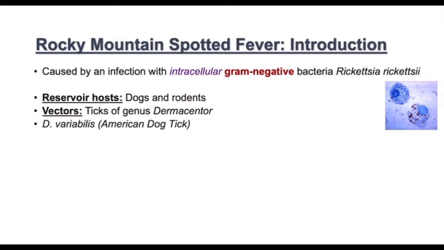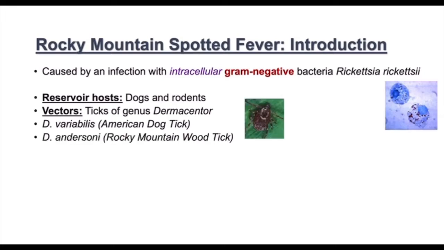There are a couple of important ticks to identify that are largely responsible for a lot of the Rocky Mountain spotted fever located in the United States. One is Dermacentor variabilis, which is the American dog tick. And then there's also Dermacentor andersoni, which is the Rocky Mountain wood tick. And there are other tick species located in other geographical areas.